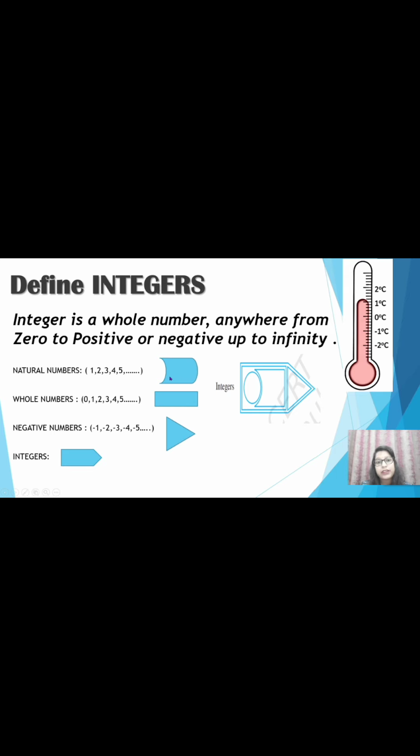Now suppose I represent natural numbers with this figure, whole numbers with this figure, and negative numbers with this figure. So what is an integer? Integer is the sum of all those numbers. That means whenever I contain all types of sets of numbers, we are talking about integers. So integers are whole numbers anywhere from 0 to positive or negative up to infinity. That is, every form of number, whether it is a natural number, positive number, negative number, or whole number, all comes under the integers.